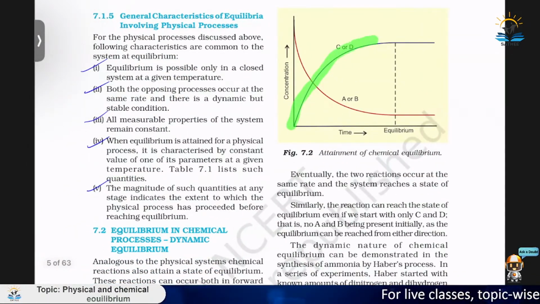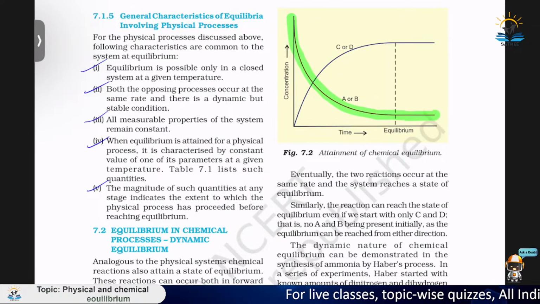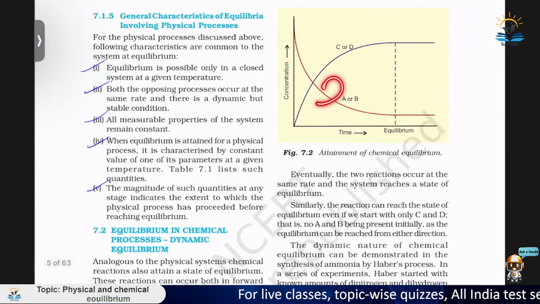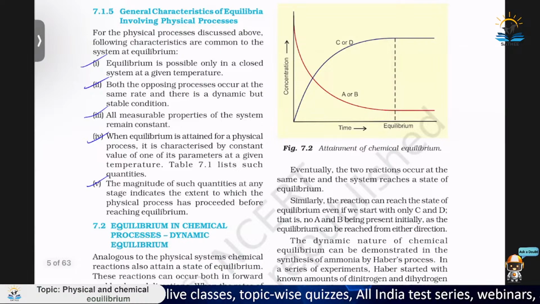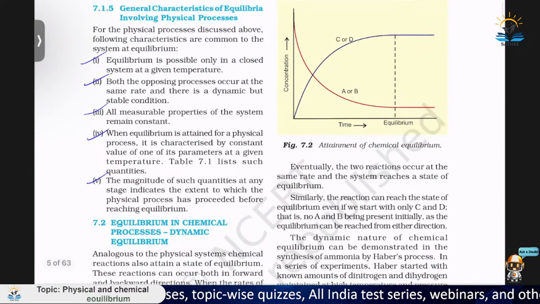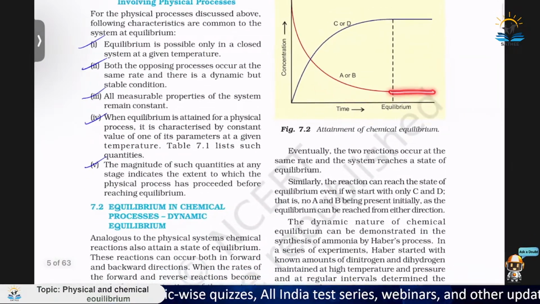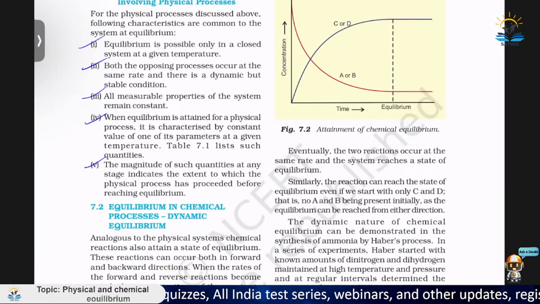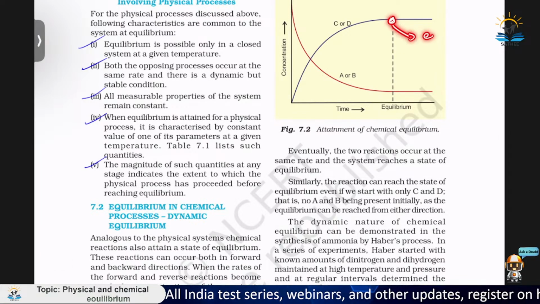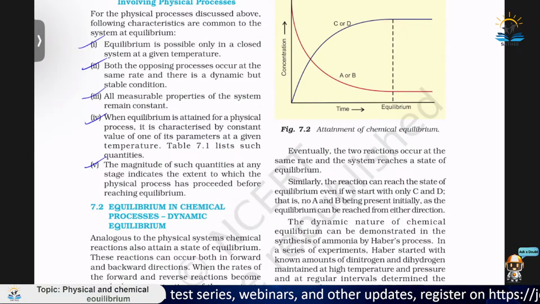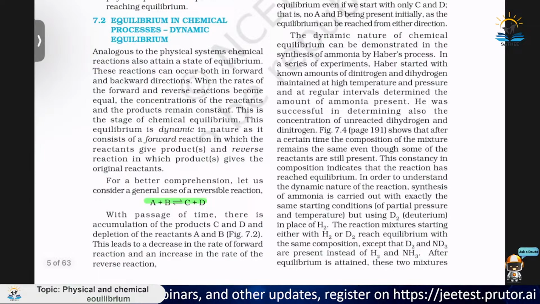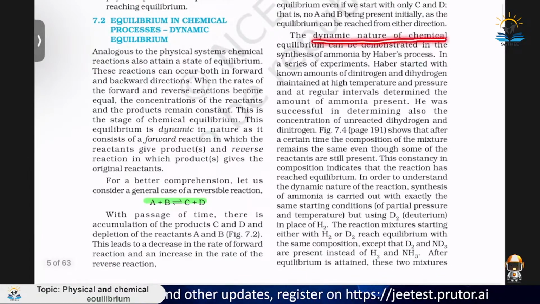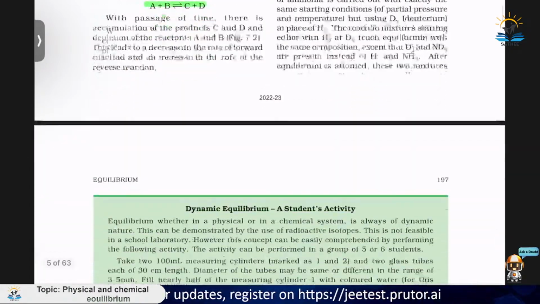C plus D is increasing, product is increasing, and the reactant is decreasing. And at a particular point, listen to this point, your concentrations have become constant. See, they are flat, so they are constant. So this point will be known as the equilibrium point, as you can see. This is how equilibrium is attained. Yes, chemical equilibrium is dynamic.